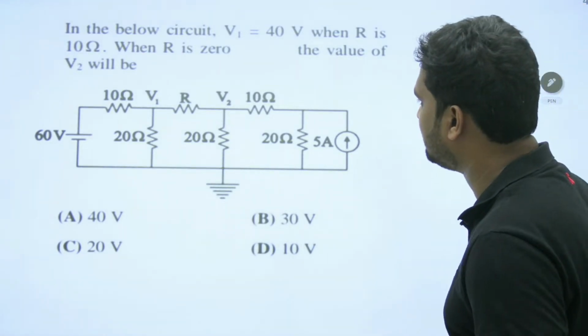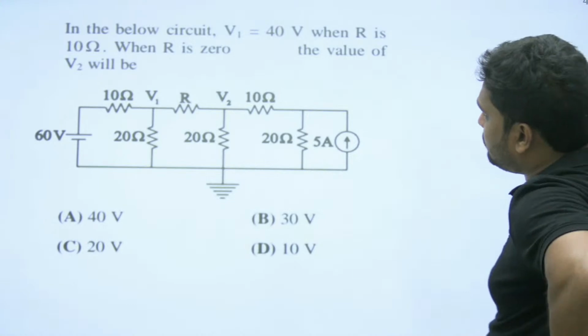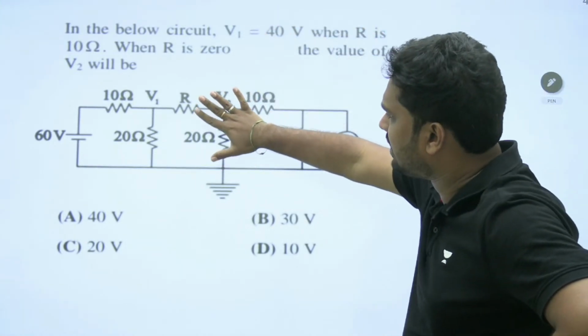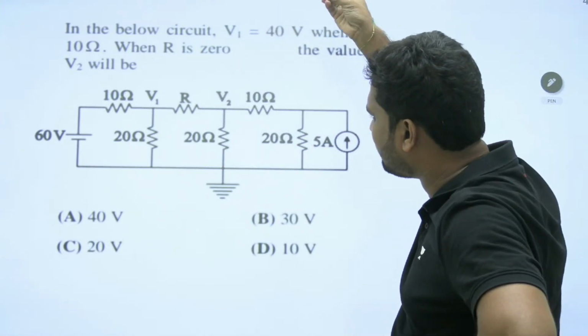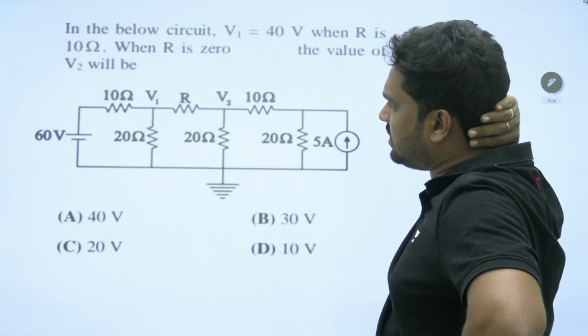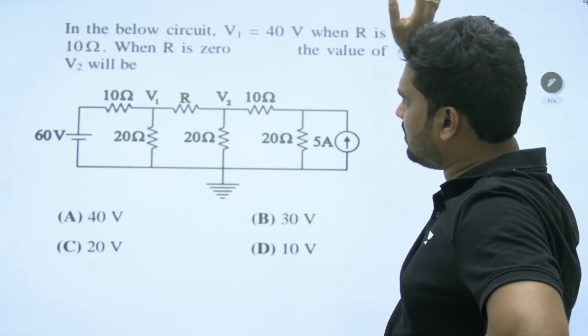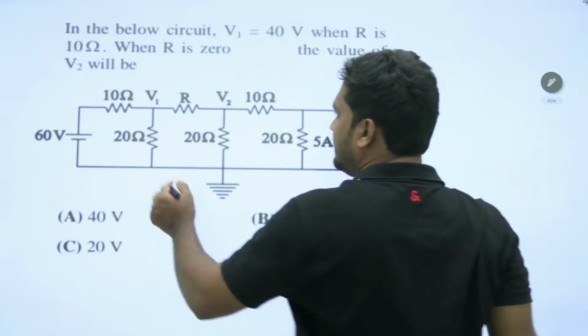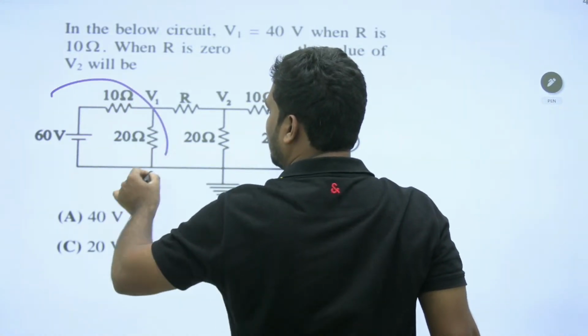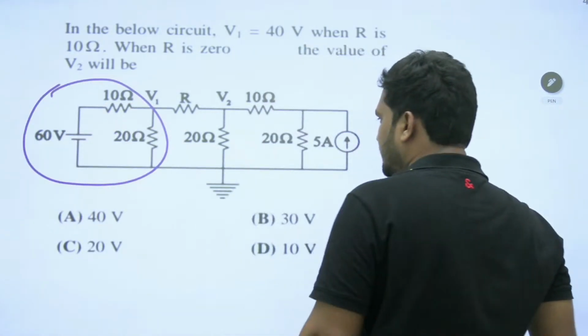Okay. Firstly, V1 is 40, R is 10. When R is 10, V1 is 40. It doesn't have any meaning in this question. Why, sir? Because whatever may be V1, firstly listen. इस पार्ट को हम source transformation apply कर सकते हैं.